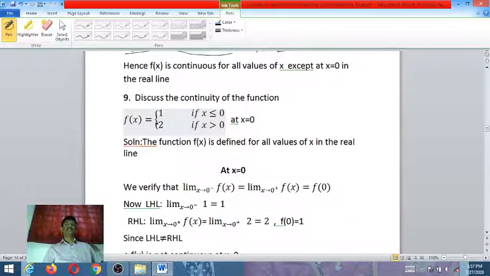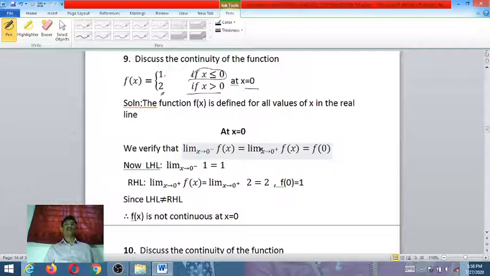Now come to the special kinds of problems here. Now look at this one. Discuss the continuity of the function f of x, which is 1 when x is less than or equal to 0, right? And it is 2 when x is greater than 0. We have to check whether this is continuous or not at x equals 0, right? How do we check whether it is continuous at x equals 0 or not? Now look here. The function is defined for all values of x, right? Because 1 is well defined, 2 is well defined. Now we shall check at x equals 0, right?